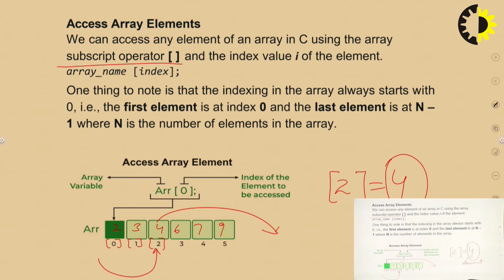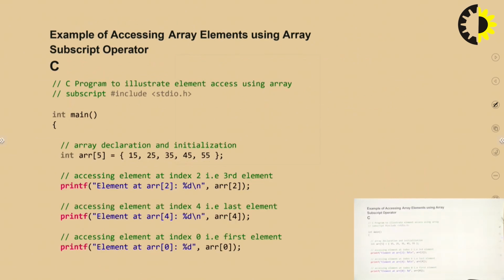One thing to note is that indexing in an array always starts with 0. This is a very well understood point, which we learned on the very basic day when we started arrays. That is, the first element is at index 0 and the last element is at position n minus 1, where n is the number of elements in an array. Alright, understood? Now let's move further.